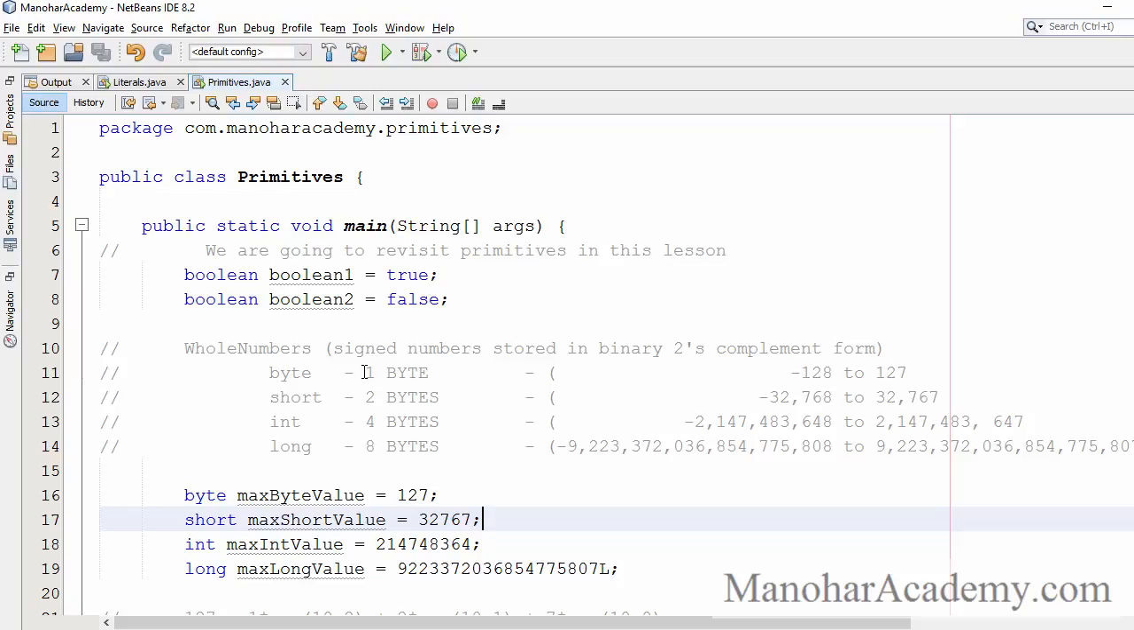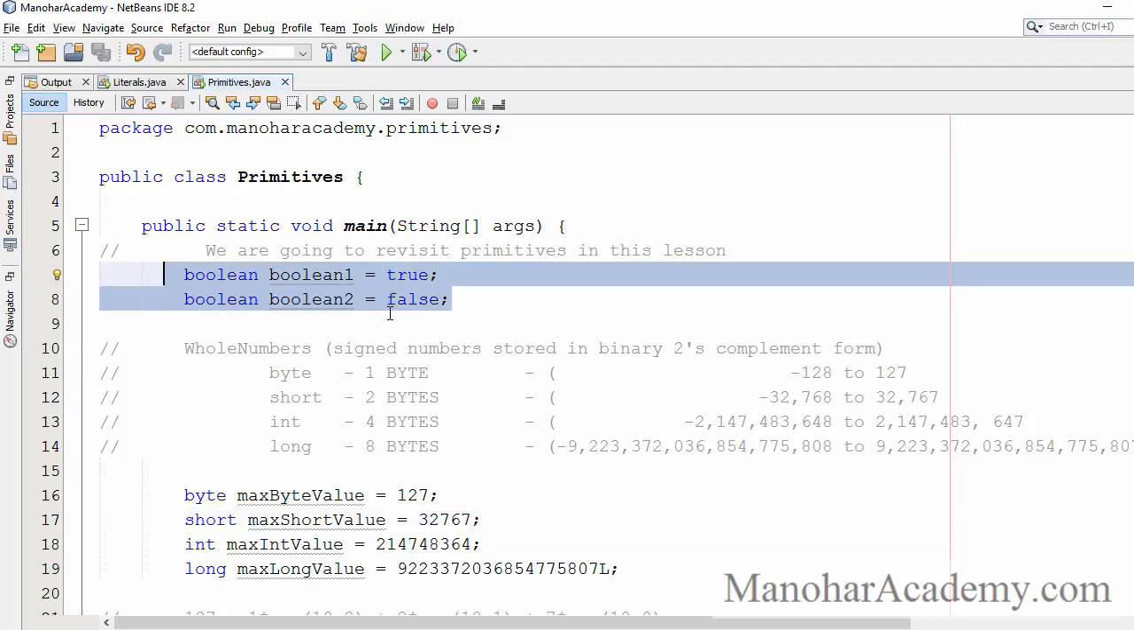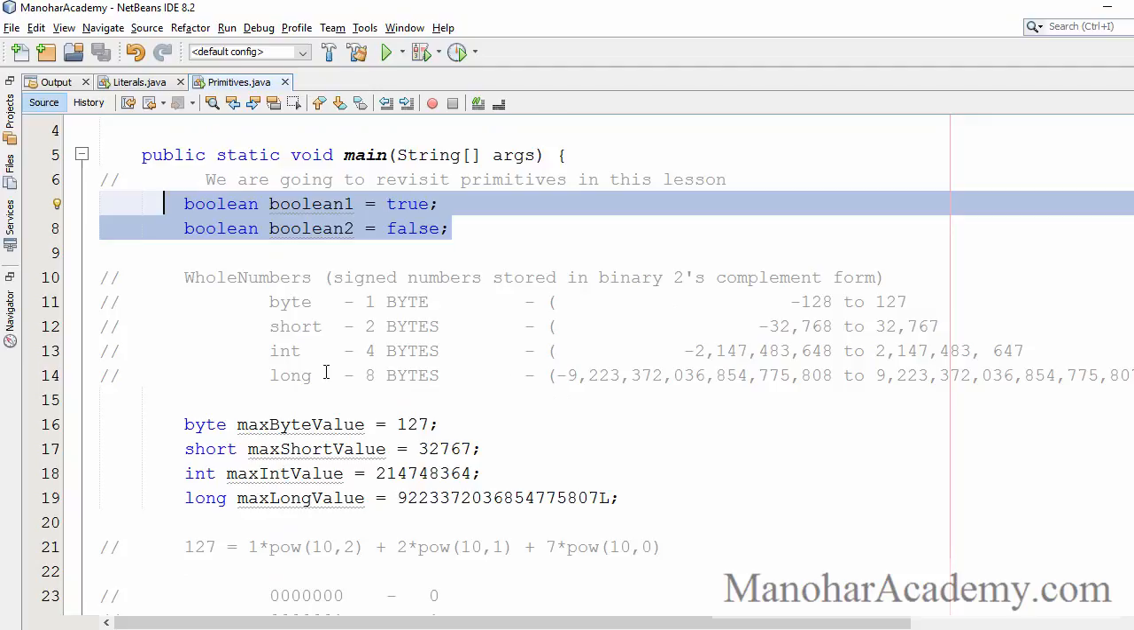Previously we know those byte sizes. Now we are going to look at actual values. Okay, let's get started. In our primitive discussion, the first one is Boolean, which is an easy one, and it has only two values, true and false. Then coming to whole numbers, we have byte, short, int, long, and we know they will occupy 1 byte, 2 bytes, 4 and 8 bytes in sequence.